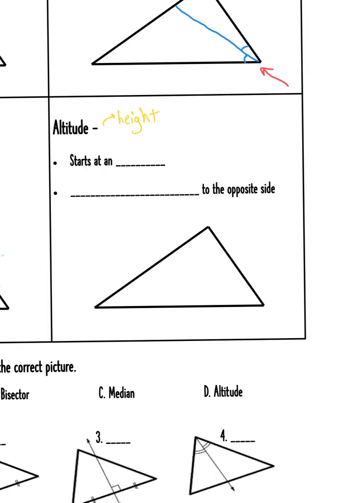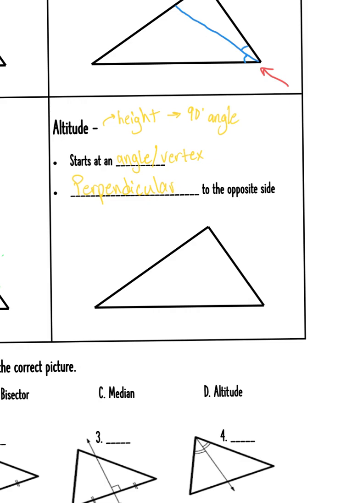It starts at an angle, or a vertex, whatever your teachers are calling it. And it's perpendicular to the opposite side. So when you think of height, you should also be thinking 90-degree angle, okay? 90-degree angle.